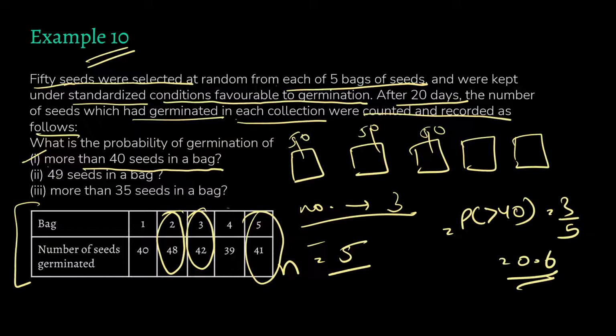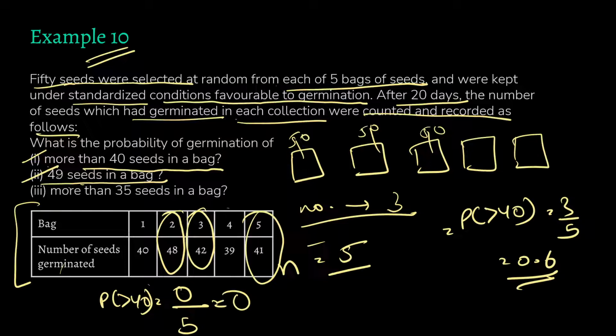Now in the next part, there are 49 seeds in a bag. Can you see any bag having 49 seeds? Well, there is not any. So the number of outcomes here would be 0, right? The event has occurred 0 number of times. So the probability would be 0 divided by 5, which is 0.